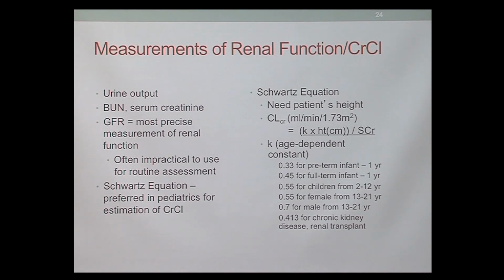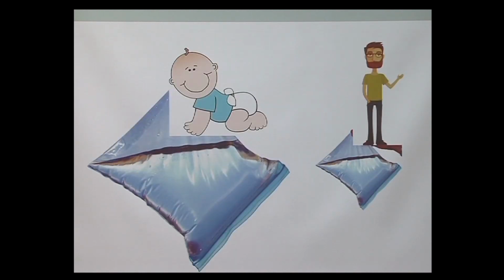It would not be something we would do on everyone. It's too demanding and too difficult to do, but it's appropriate in certain situations. The Schwartz equation is the equation that we use to determine kidney function. It's a calculated equation. We use a K value, which is an age-dependent constant, all listed here, along with your patient's height and their serum creatinine. We use all of those to help determine kidney function in a pediatric patient.